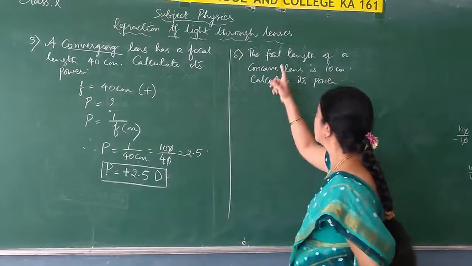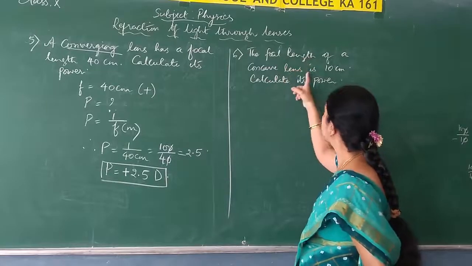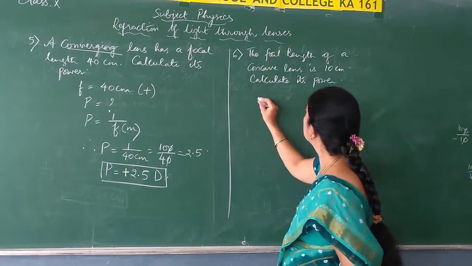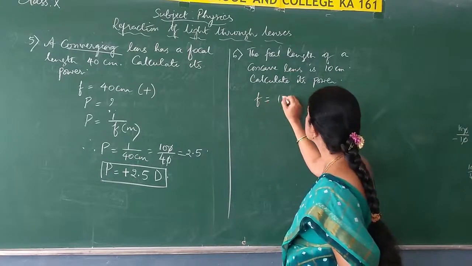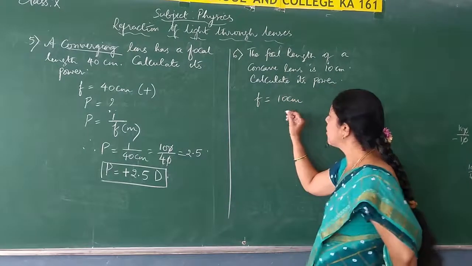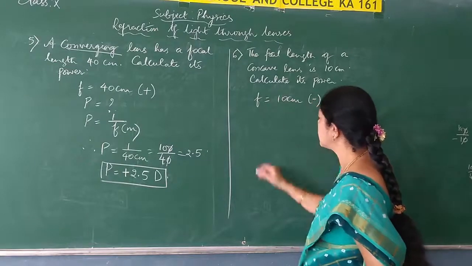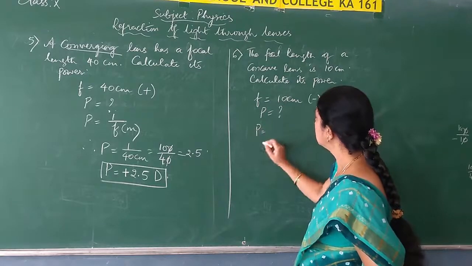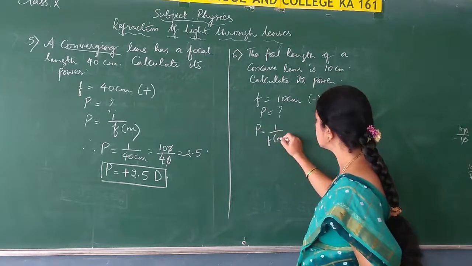One more similar problem I have. The focal length of a concave lens is 10 cm. Calculate its power. We know that for a concave lens we have to take the focal length with the negative sign. Power must be calculated. P is equal to 1 by f, with f in meters.